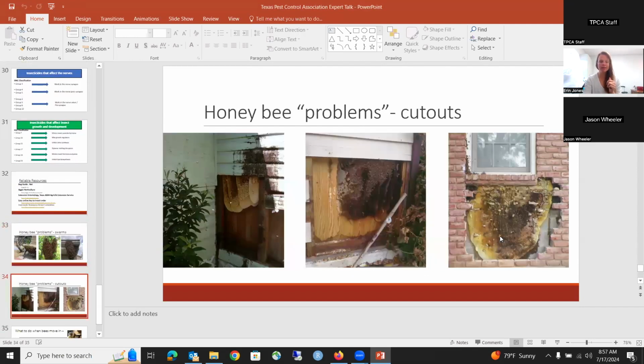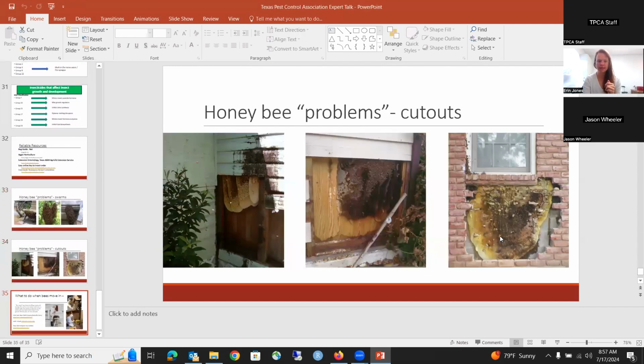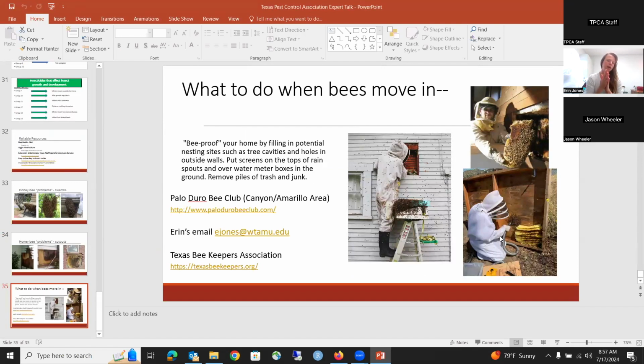Honeybees, I'm just going to skip through these real quick because I'm running out of time. But if you do run into a situation where you have honeybees in a structure and they are a problem, beekeepers want to help. They want to save those bees. Please don't spray them. I get calls from people who have sprayed them and then they want me to come and do a removal, and at that point, the bees are going to die.